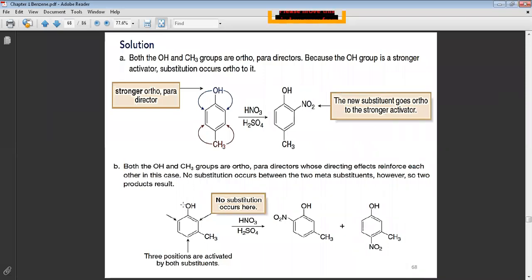Look at the second one. OH is ortho para, CH3 is ortho para. Can substitution happen here? No. Why? Because they are crowded, the steric effect. That means we have just two open positions, this and this, so we have two possible products: NO2 here and NO2 here. You have to write both of them.